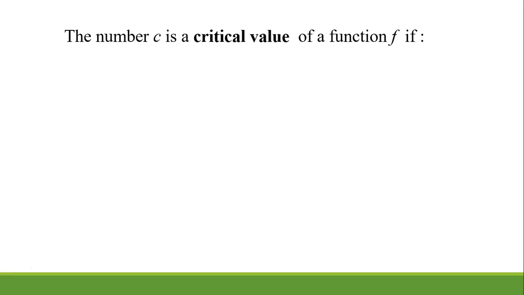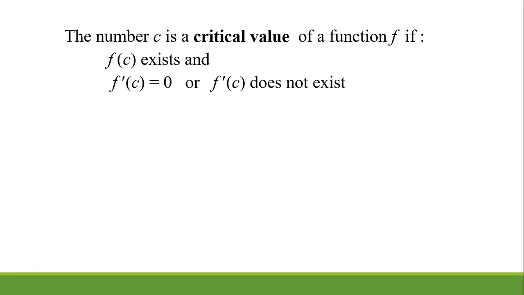Now that number where we saw a change happening in the first derivative is something that we call a critical value. So a number c is a critical value of a function f if the function exists at that point and the first derivative is either equal to 0 or the first derivative does not exist at that point. The first derivative is undefined.